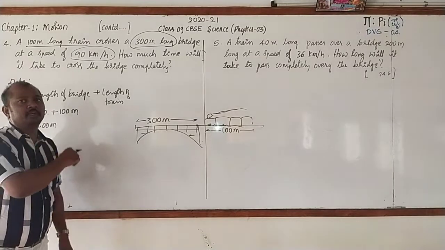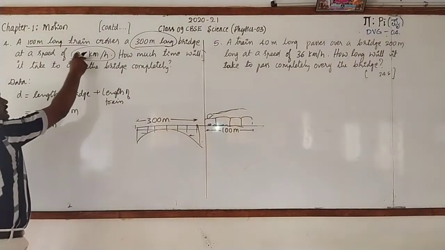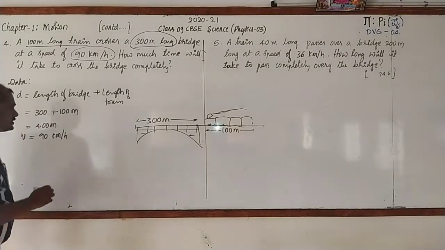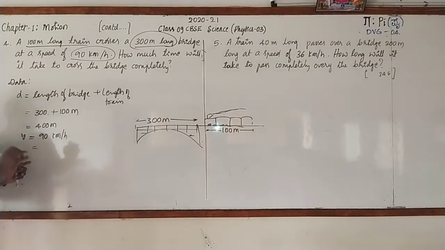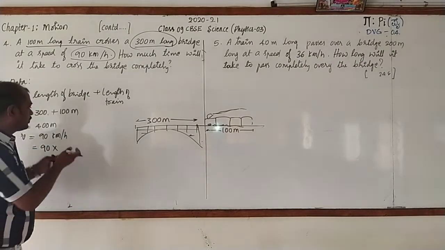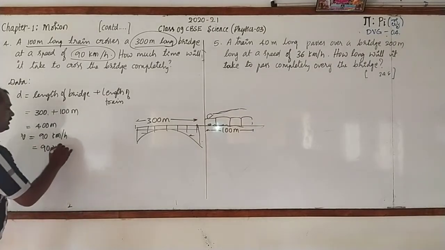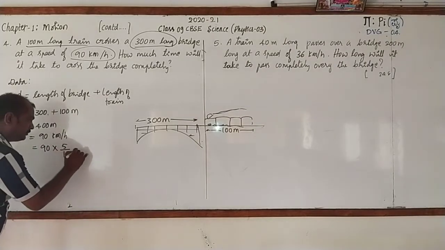Then with what speed is it moving? It has been given 90 km per hour. That is the speed. V is equal to 90 km per hour. As I said, this is not in standard unit, because here is meter, here is kilometer. Let's convert this into meter per second. 90 into how many meter per second is equal to 1 km per hour? You can just recall that conversion. It is 5 by 18 meter per second.